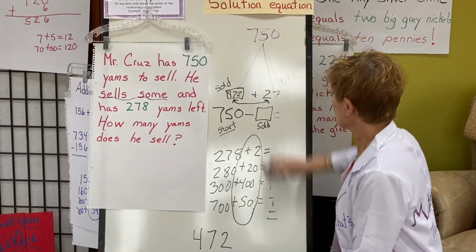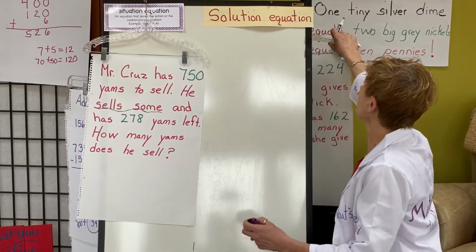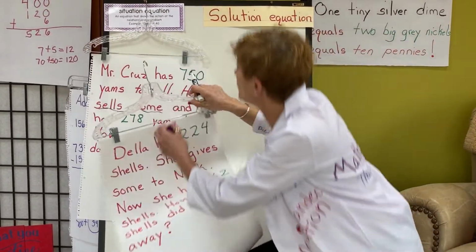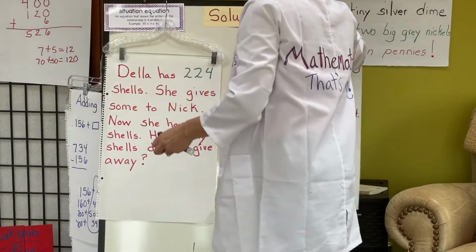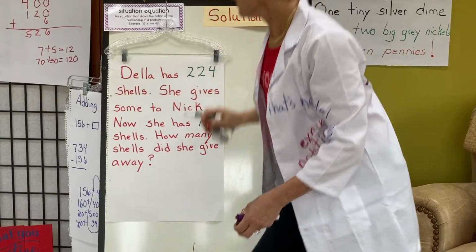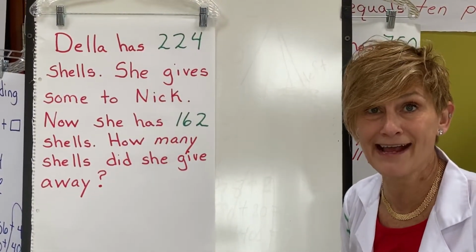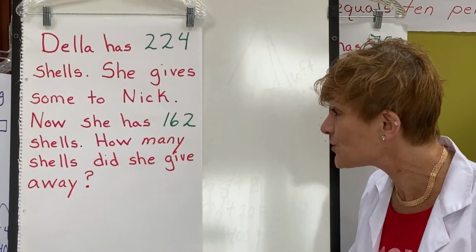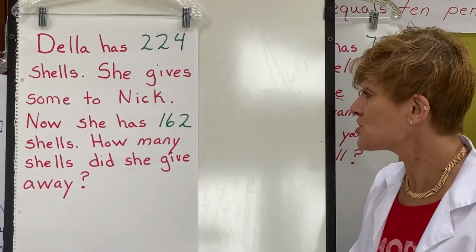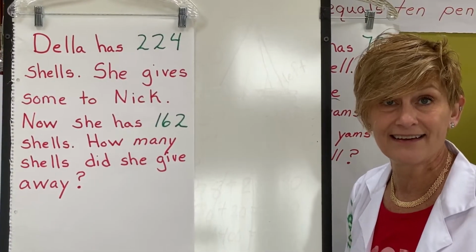I'm going to show you one more. And I hope on this one you guys jump ahead of me and maybe you try it without me. I'll put it up here. My friend Miss Della has 224 shells. She gives some to Nick. Now she has 162 shells. How many shells did she give away? Like how many did she give to Nick?